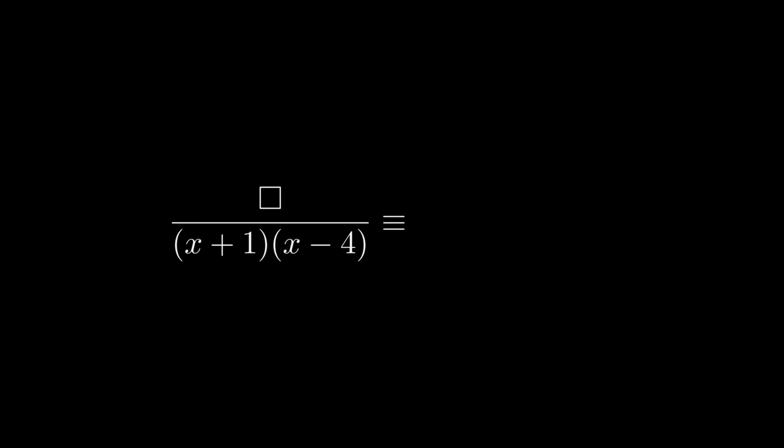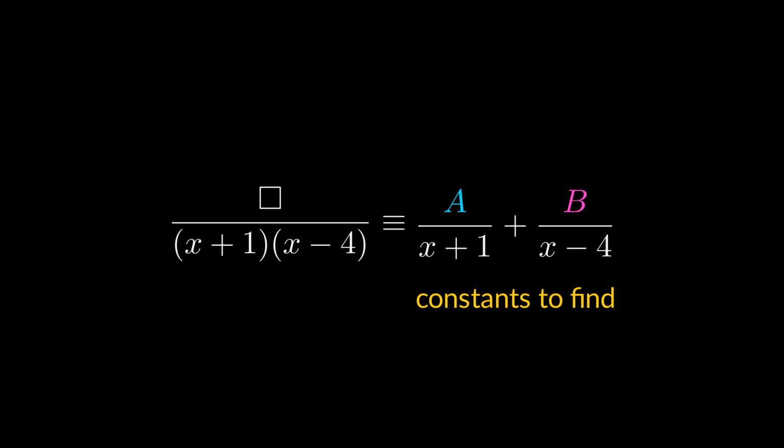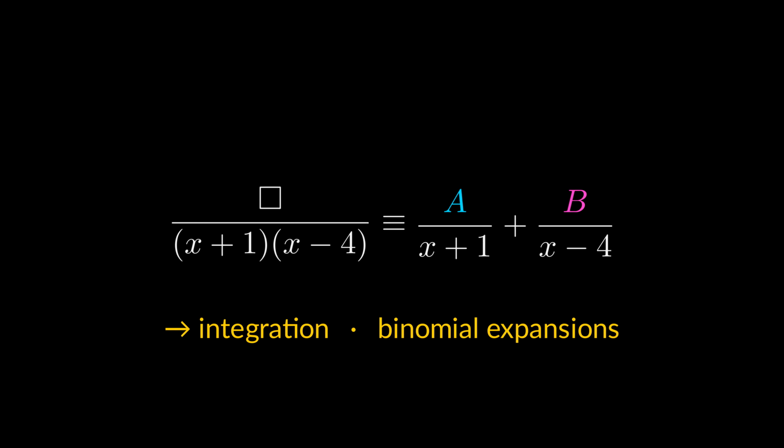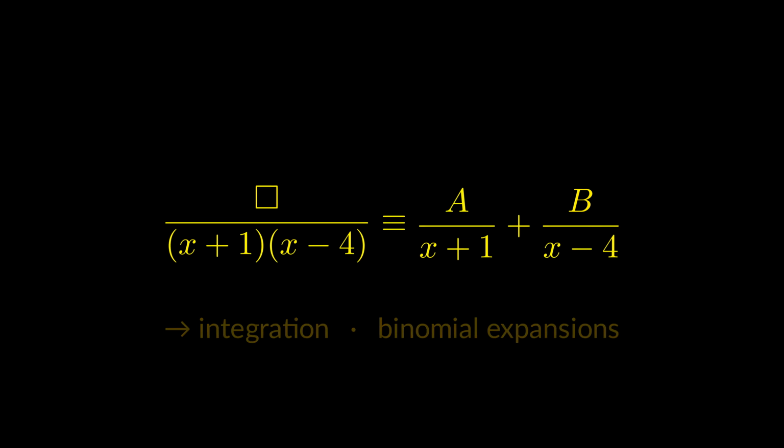So here's the move, and when you're allowed to make it. If the bottom factorizes into two different linear brackets, the whole fraction splits, one piece for each bracket. And sitting on top of each, a constant nobody's handed you yet. Call them A and B. Pinning down those two numbers is the entire job, and it's got a name: splitting into partial fractions. It's worth the effort too. This is the trick that makes integration and binomial expansions behave later on.